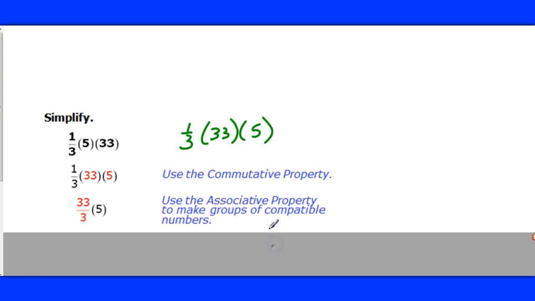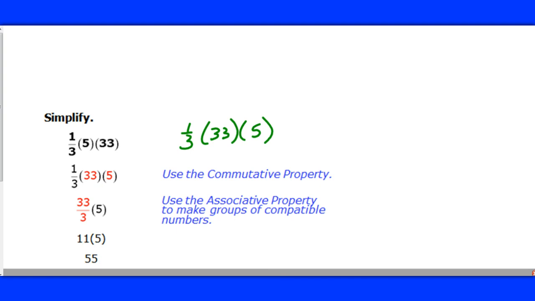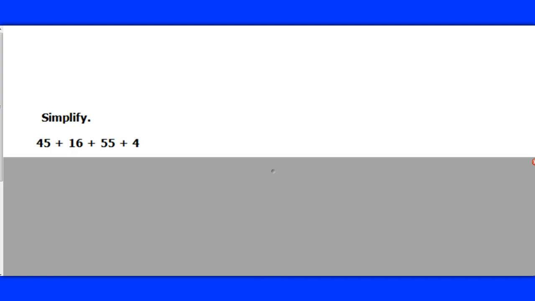Then we can multiply the 1/3 times 33. So group those together. And that's going to give me 11. And then 11 times 5 is 55. Again, we use these without even thinking. Okay, in this case, it's all addition.